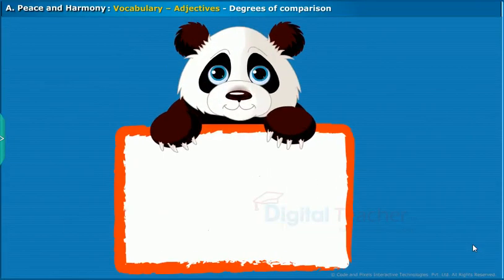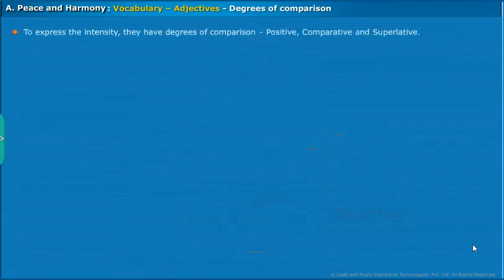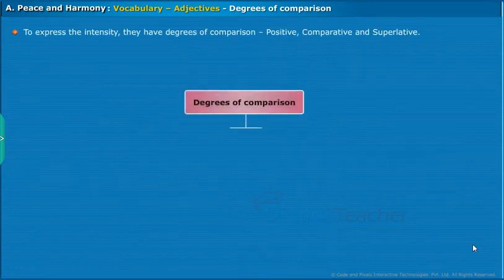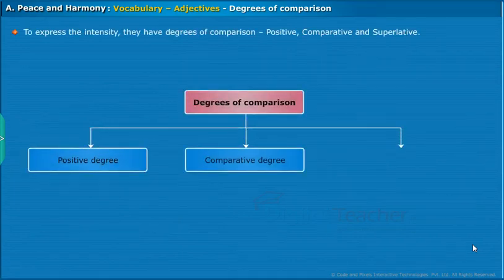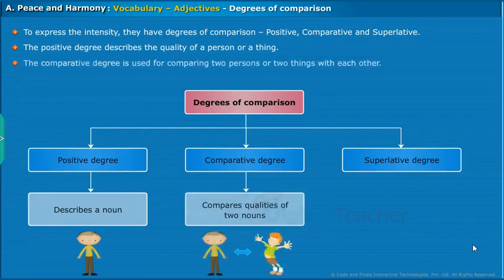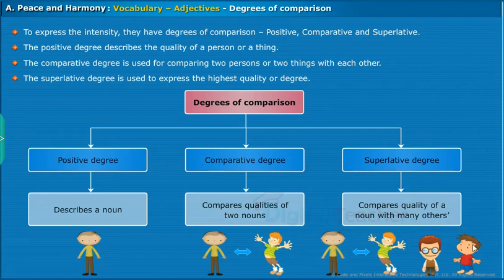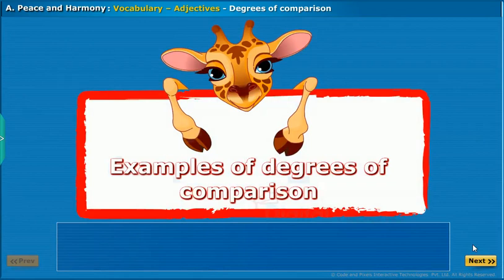In this section, we learn about the degrees of comparison of the adjectives. To express the intensity, they have degrees of comparison: positive, comparative, and superlative. The positive degree describes the quality of a person or a thing. The comparative degree is used for comparing two persons or two things with each other. The superlative degree is used to express the highest quality or degree. Let us see a few examples.